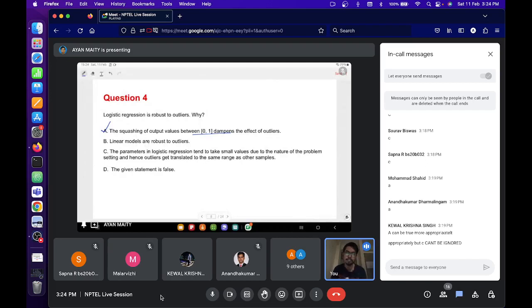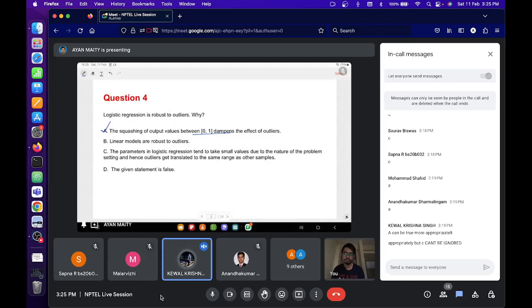The C option itself tends to take small values only if we use regularizers. Otherwise, why would parameters try to take smaller values? Parameters can take any kind of value. So that's why I'm saying that option C is not right here. And A is clearly one of the reasons; there can be many other reasons. I am not arguing with the answer, sir. A is a correct answer, that I know. But getting C not to be correct, that is the issue over here.